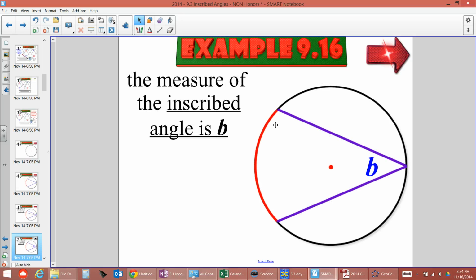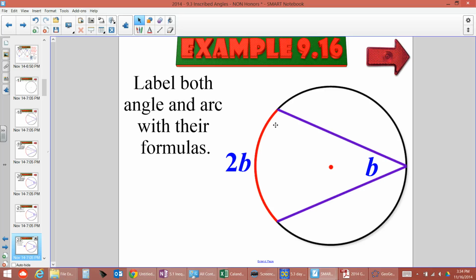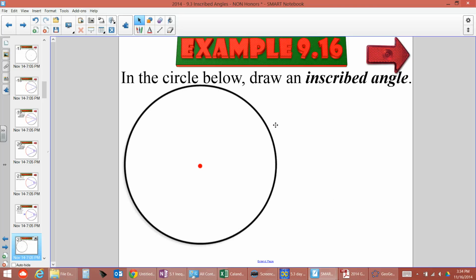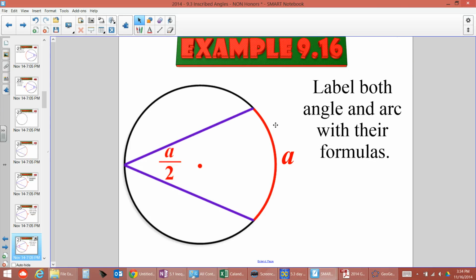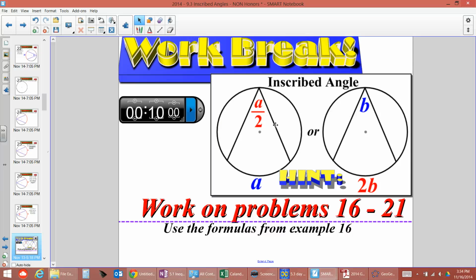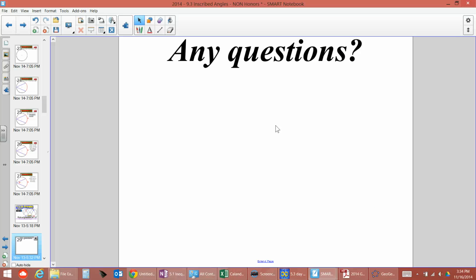If we say this is angle B, then we know the arc is 2B. And if we draw an inscribed angle here, we mark it as the arc is A, then we know the angle is going to be half. All right, so now you have time to work on 16 through 21. Pause the video if you need to.